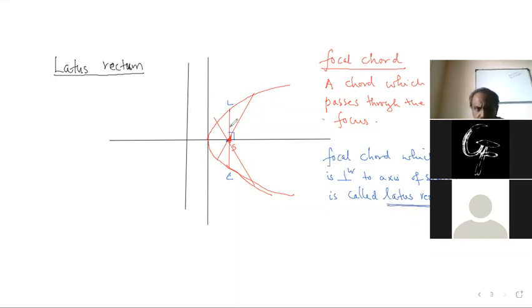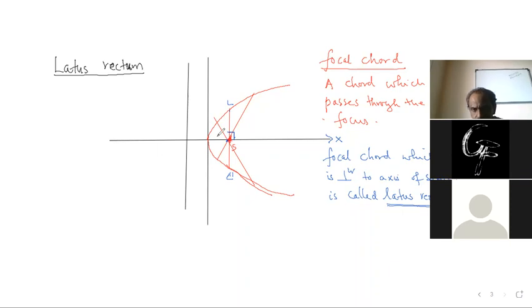But the speciality of the latus rectum is what? It is perpendicular to the axis of symmetry. This is the axis of symmetry. It is perpendicular to it. So there will be only one such focal chord. That focal chord is known as latus rectum.